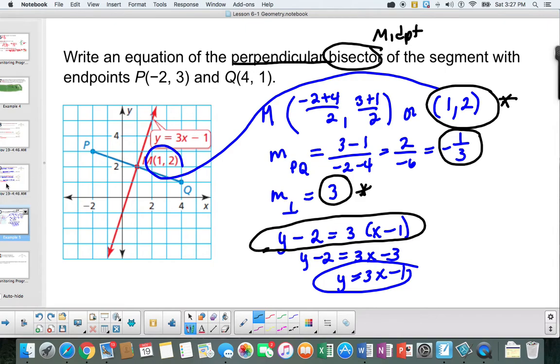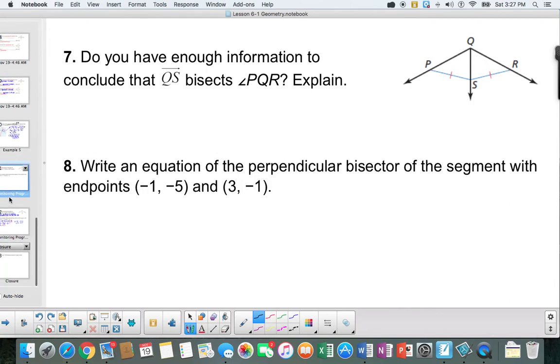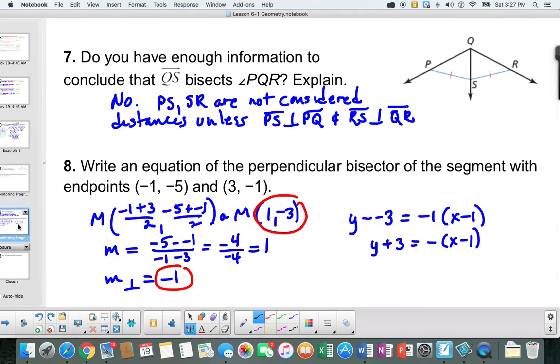And this form is fine with me, but if you want to simplify it, then it'll match this answer that they're showing right now. Okay, here's an opportunity for you to take a look at 2 questions, stop the screencast, see what you can do, and then restart to see the answer. And here's the answer. The answer is no. We can't conclude that this is an angle bisector because PS and SR are not considered distances unless we see a perpendicular. So if we don't see a perpendicular, we can't say equidistant.